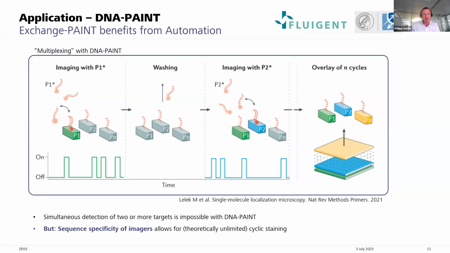First, I supply the imager for the first target. I do my multi-frame imaging experiment. I add the imager for the second target. I do my multi-frame imaging experiment, and so on. I arrive at a data set which is multidimensional, which is multiplexing. And as you can see here, you have a cyclic process where microfluidics really can help you.